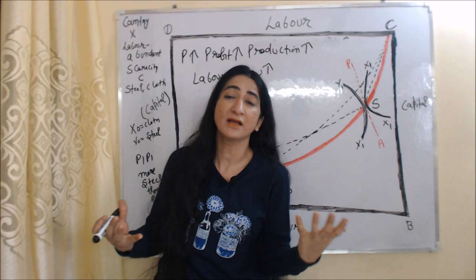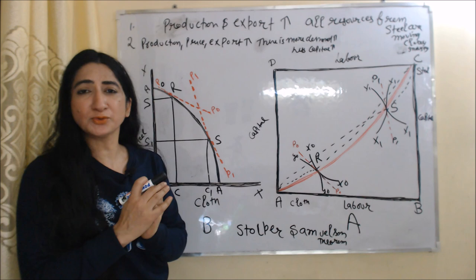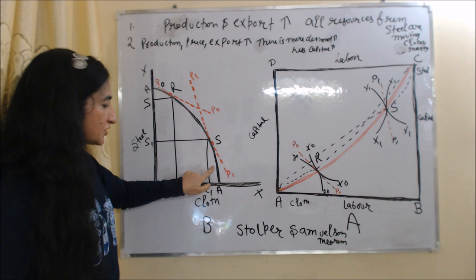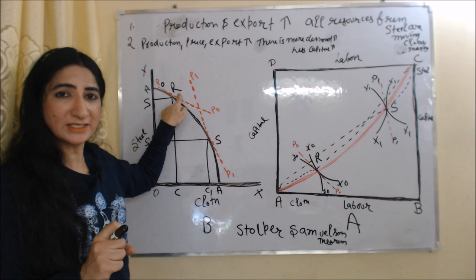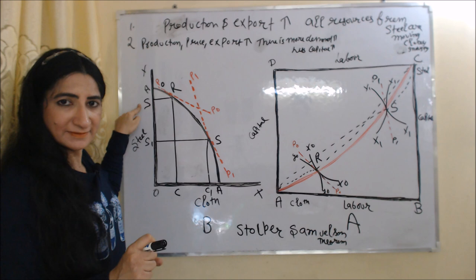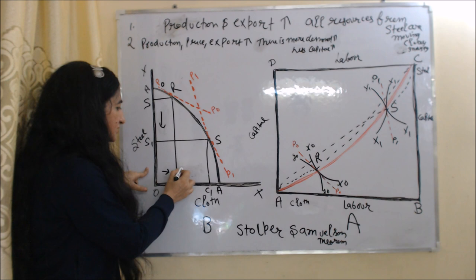So in order to clearly understand this theorem, we are going to talk about one more diagram. This diagram is same as we earlier discussed. In this diagram, on x-axis we have cloth and y-axis we have steel. This black one, A, is production possibility curve. R is before trade point when country are not doing international trade, and P0 is before trade price line. At this R point, country is producing OC quantities of cloth and OS quantities of steel. As international trade start, country move from R to S point. At this S point, country reduce quantities of steel from OS to S1 but increase quantities of cloth from OC to OC1, and P1 is new price line.